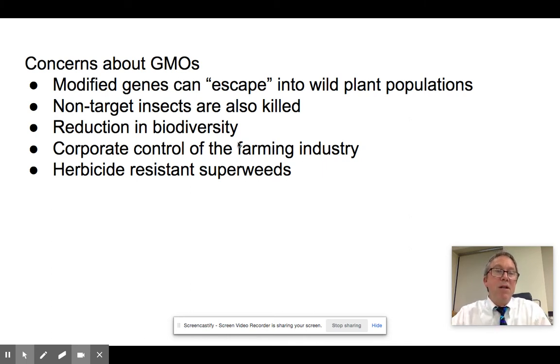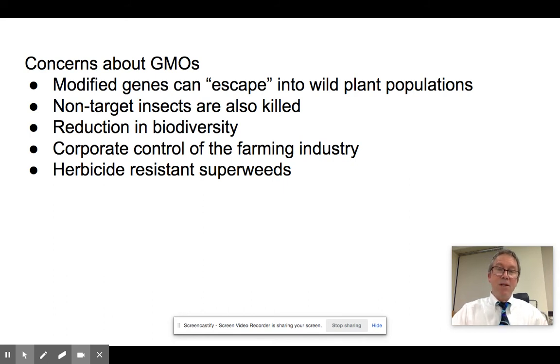This also leads to a reduction in biodiversity because now there's only a handful of these crops that people are starting to plant, and you have this corporate control of the farm community, so there's just something a little bit unnerving about having all that potential for human suffering in the hands of certain companies.